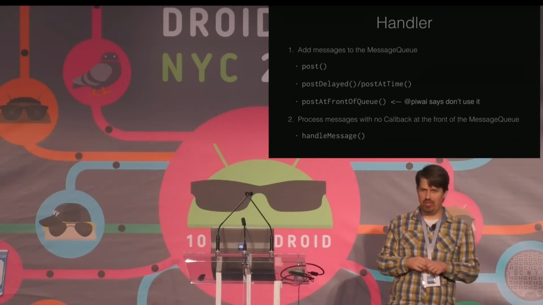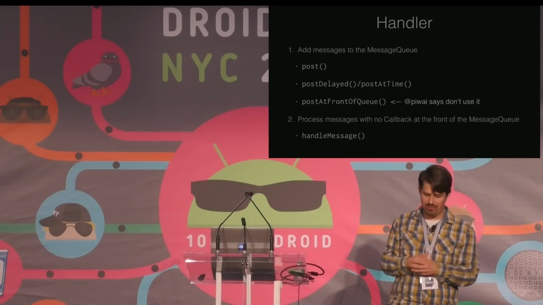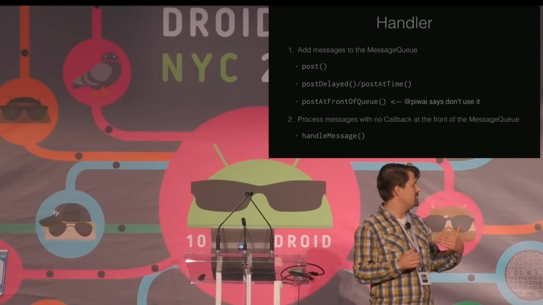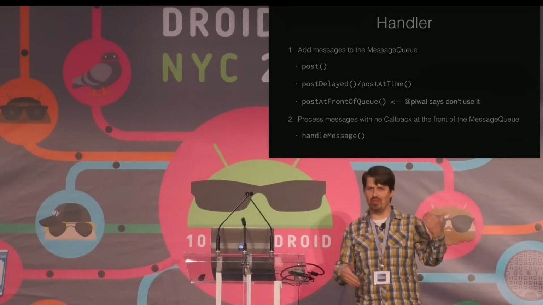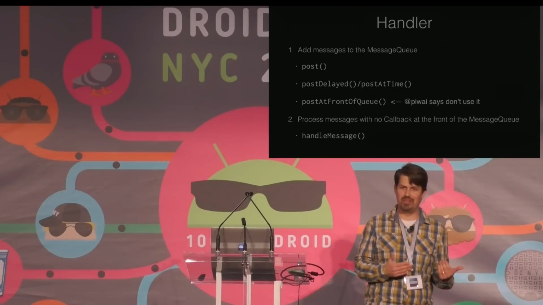Then there's post at front of queue, which is an interesting thing. If you think about this, you're putting something at the very beginning of the message thread. So you're jumping in the very front of line. So if you have these all over your code, the messages at the back of the line will never make it to the front.